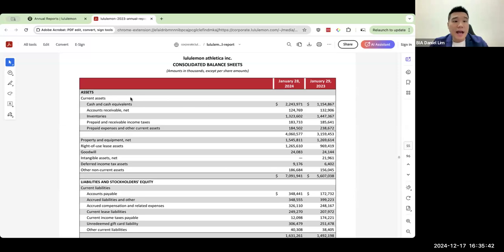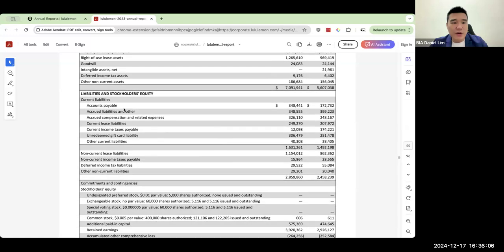Then how much is the current asset? They add everything here, so the whole current asset is this. And as you all know, to get the total assets, you add current assets and non-current assets together. So that's why you add everything. This is the total asset. Simple, right? Now, liabilities.